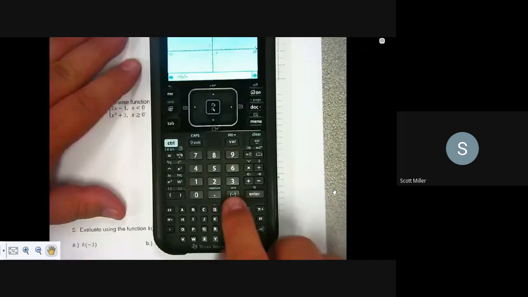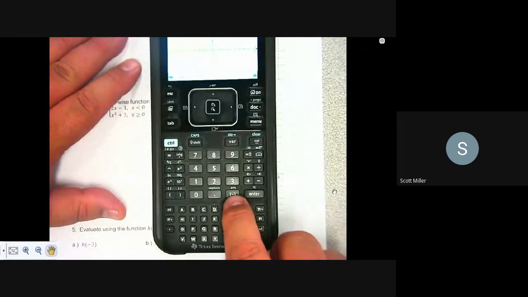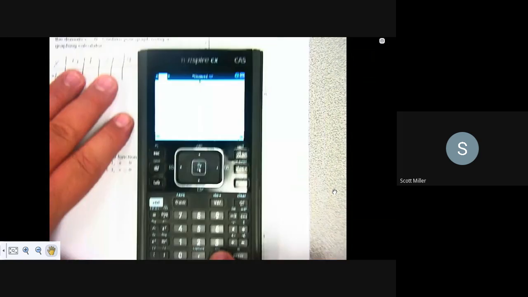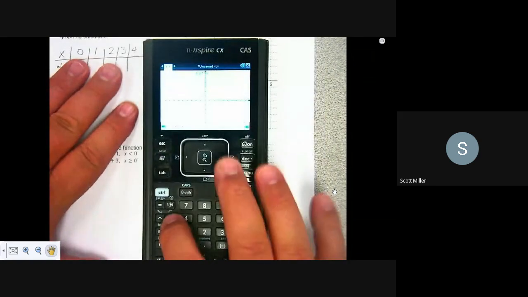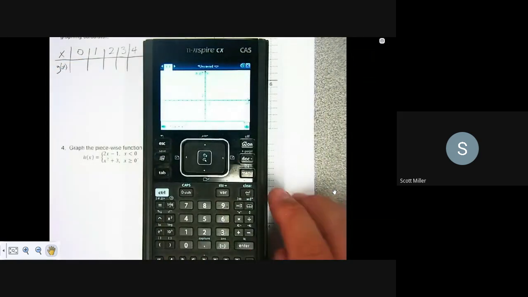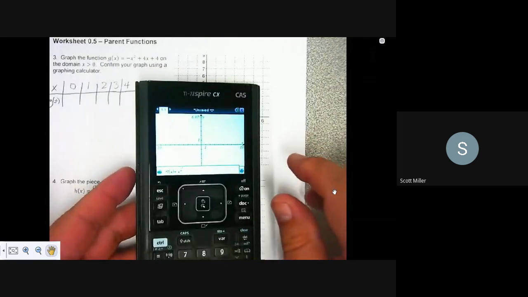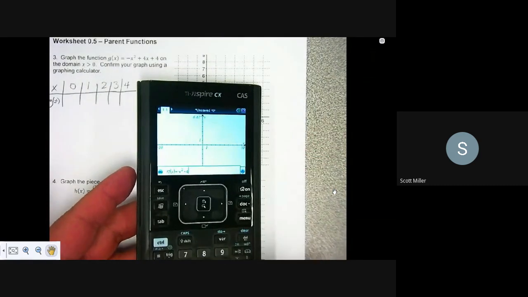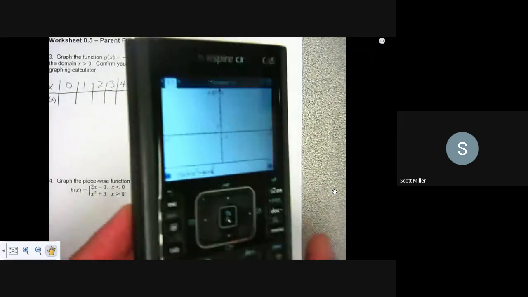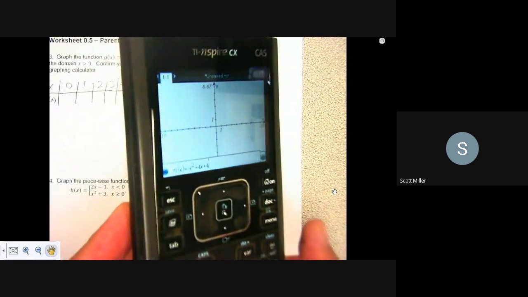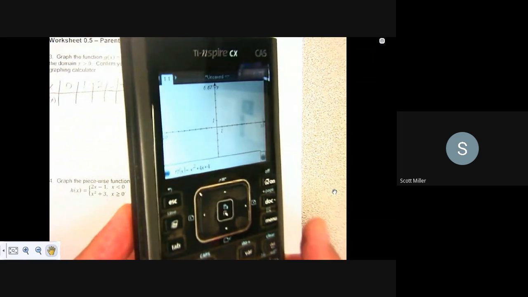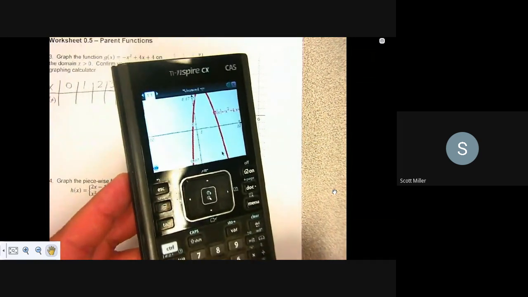So this is the negative button right here. Don't use subtraction for negative. You get a syntax error. So we have a negative x squared. You can't see my screen because of the glare. Sorry. Then plus 4x, and then plus 4. So I'll just kind of show you that. Kind of see it that way. And then you hit enter, and it will draw the graph for me. So I can see what the graph is supposed to look like when I get done.